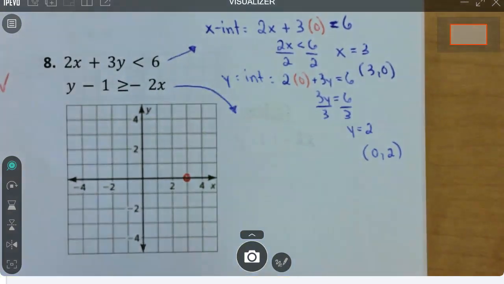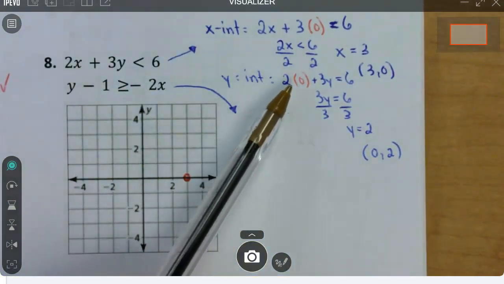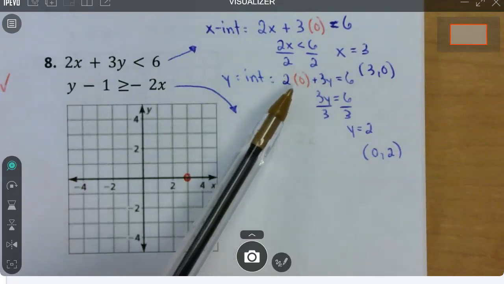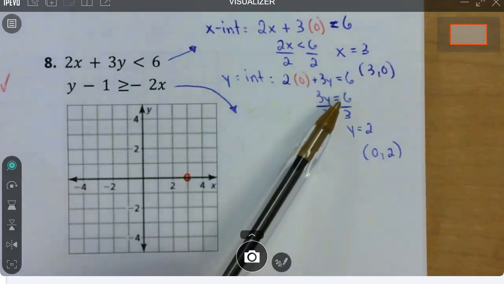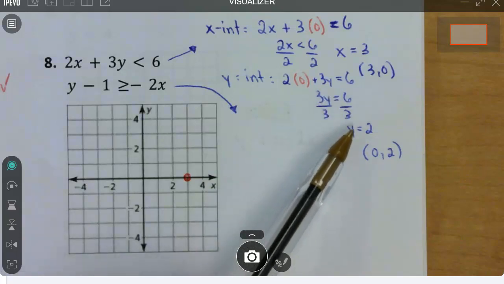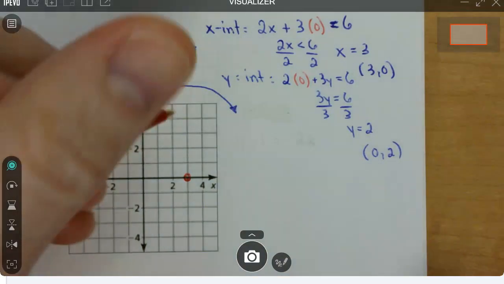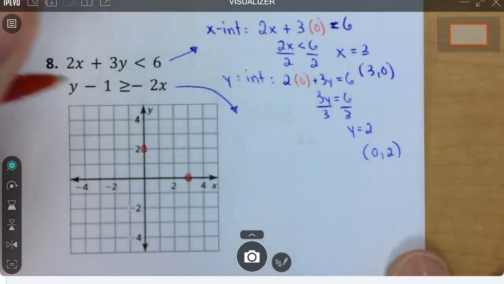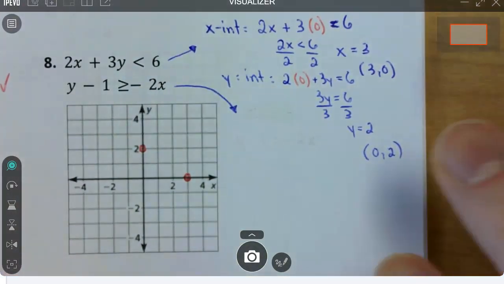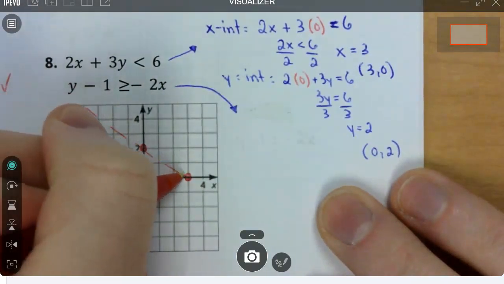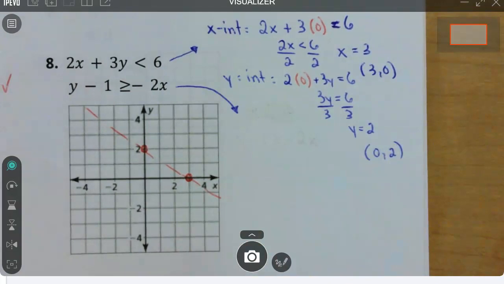And then for the y-intercept, well, the y-intercept occurs when the x is 0, so I make the x 0. That gives me, those cancel. I'm at 3y equals 6. Divide by 3 on each side, y equals 2. That gives me the point 0, 2. So there's that. And because it was only less than, not less than or equal to, it's going to be a dashed line. So we'd have something along the lines of that.